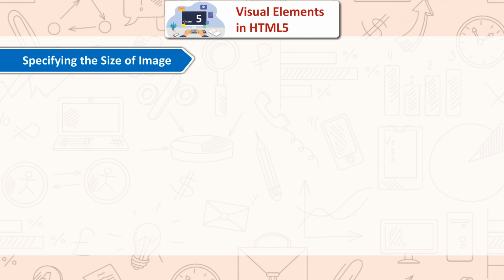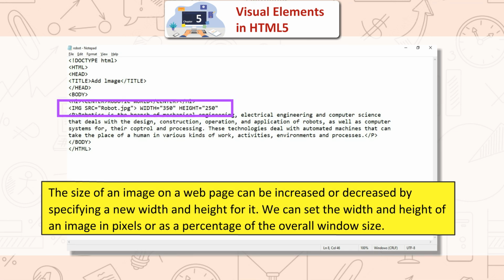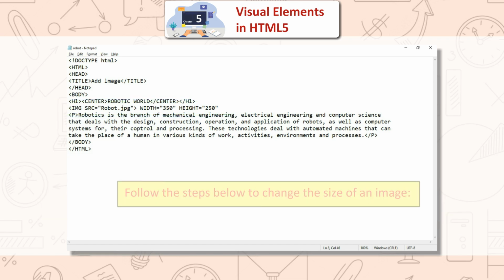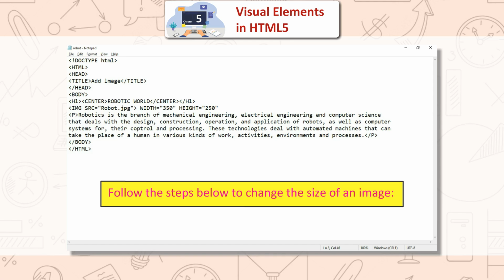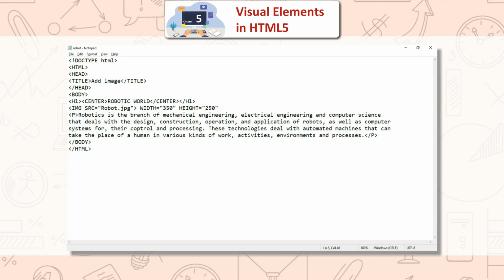Specifying the size of image. The size of an image on a web page can be increased or decreased by specifying a new width and height for it. We can set the width and height of an image in pixels or as a percentage of overall size. Follow the steps below to change the size of an image.